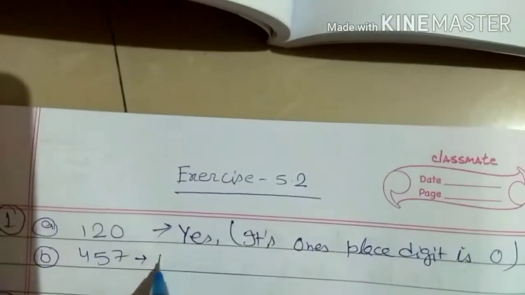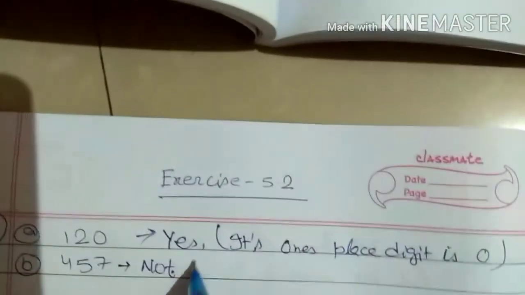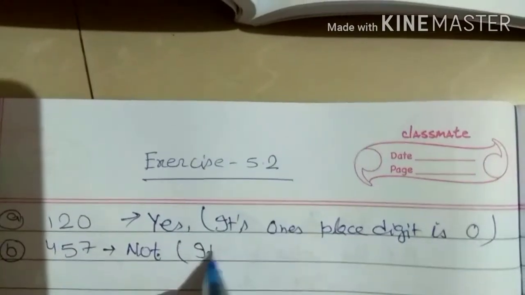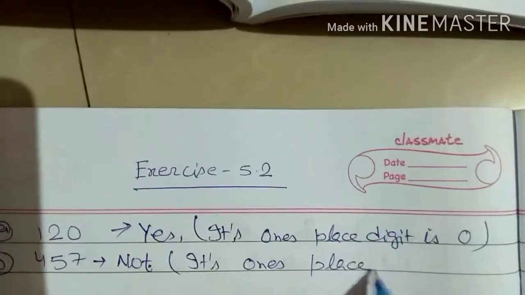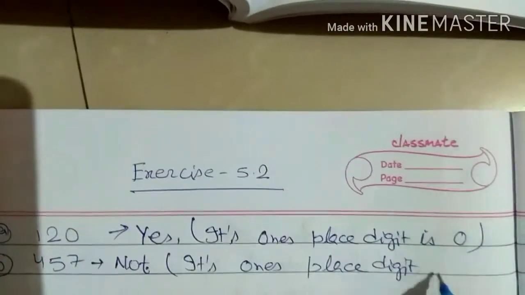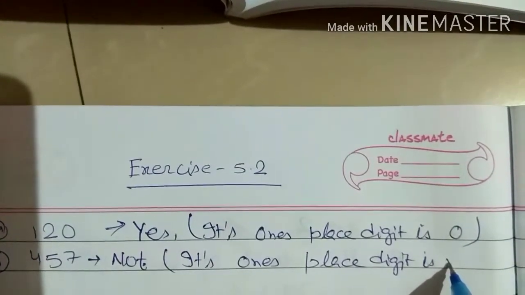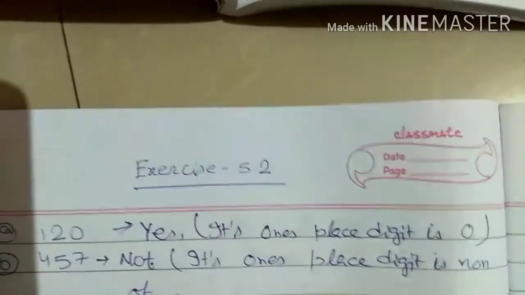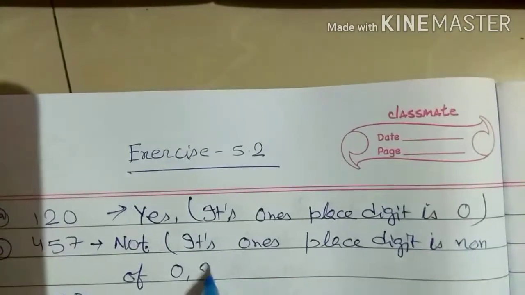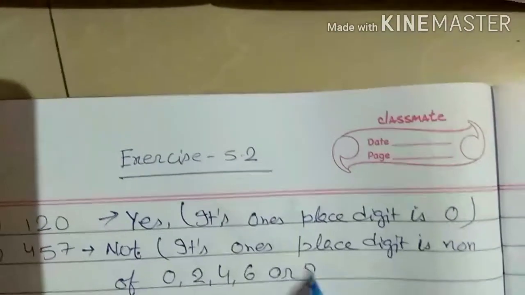The second one is no, or not. The reason is its ones place digit is none of 0, 2, 4, 6 or 8. Okay.